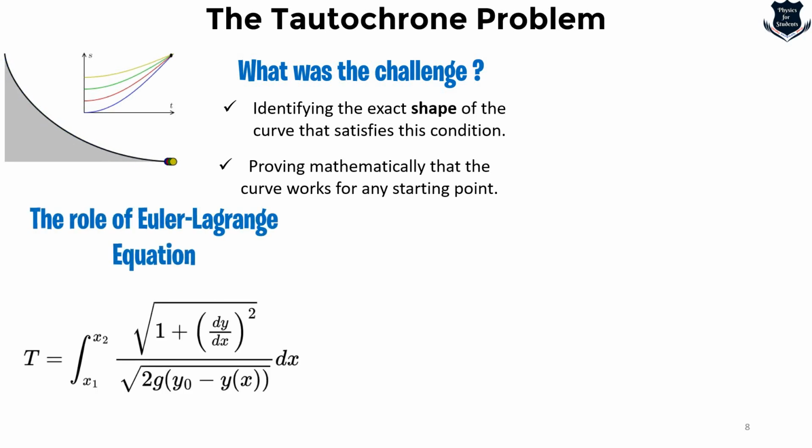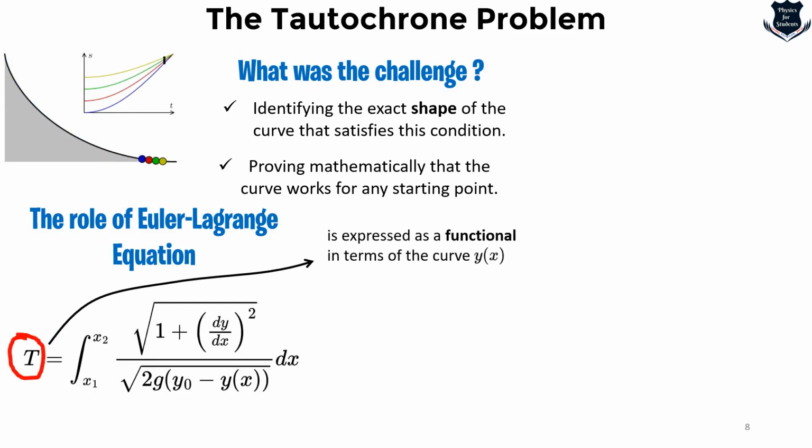So here comes the role of the Euler-Lagrange equation. Now I am not going to deduce that, but what we can understand from this is that to solve the problem mathematically, one important part is this t. Now t is expressed as a functional, not a function. It is a functional in terms of the curve y of x, and the functional represents the total time taken by the bead to slide from the starting point, for example x1 y1, to the lowest point on the curve.